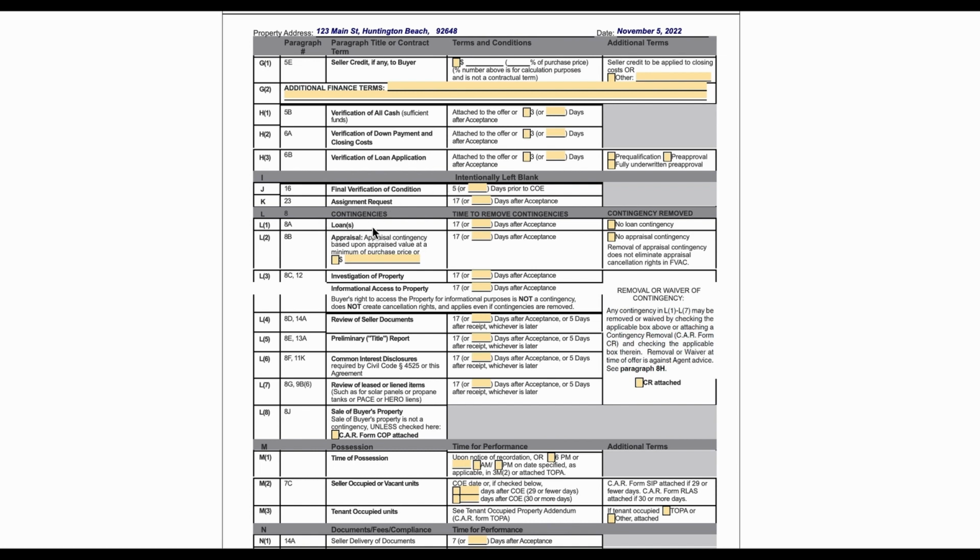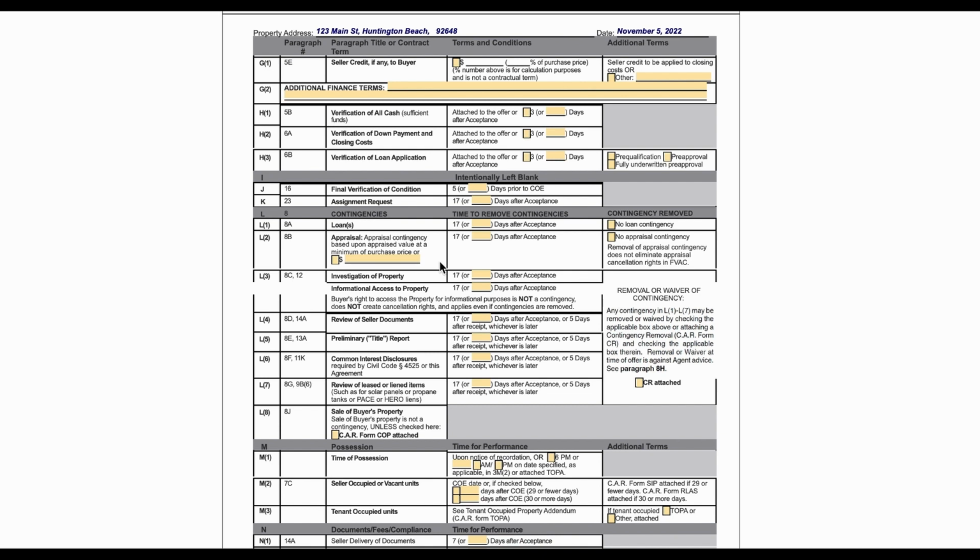First is the loan contingency. This means the buyer must be able to secure the financing. Then there's the appraisal contingency. Appraisal is the valuation of the property by the lender to make sure the home is worth lending on. If the appraisal comes in less than the purchase price, this contingency allows the buyer to back out.